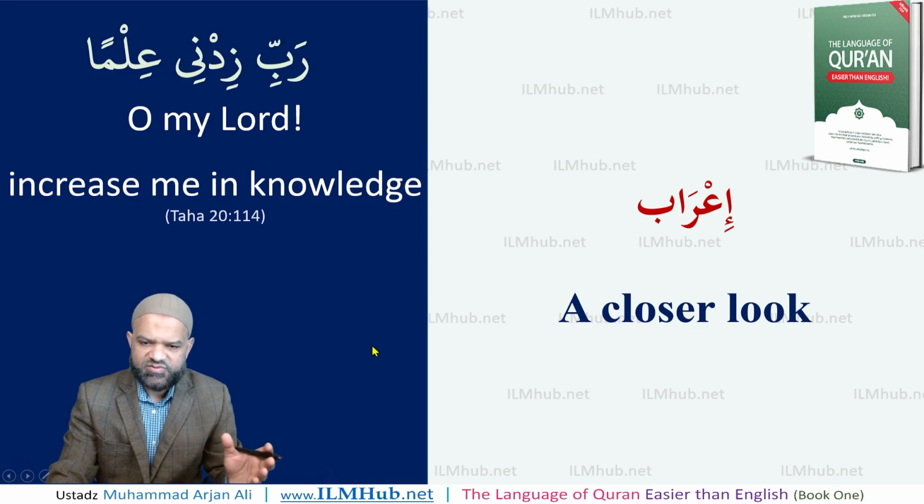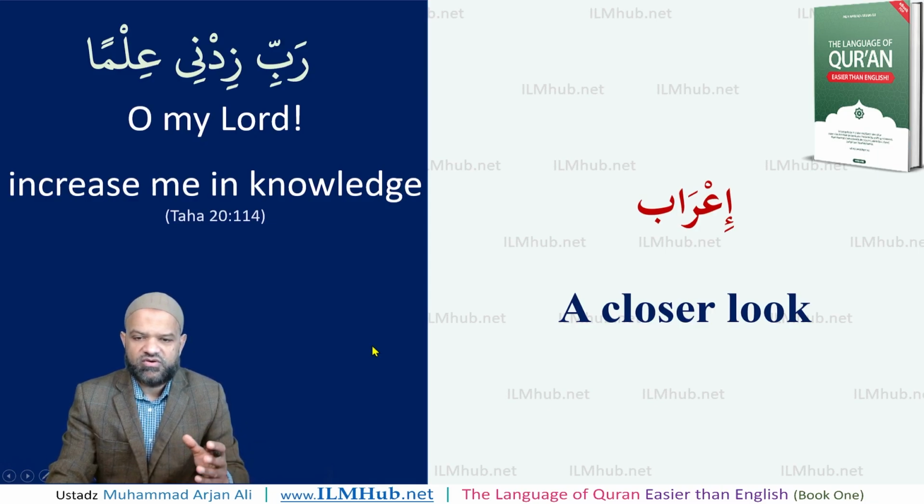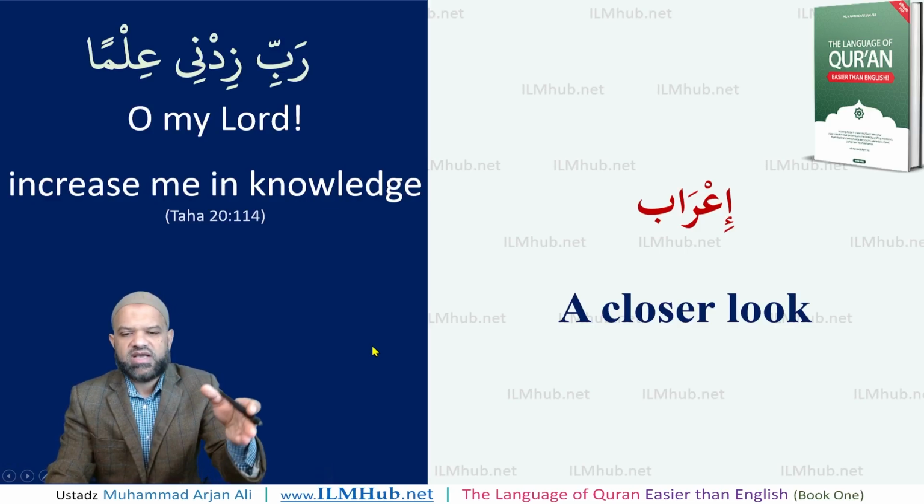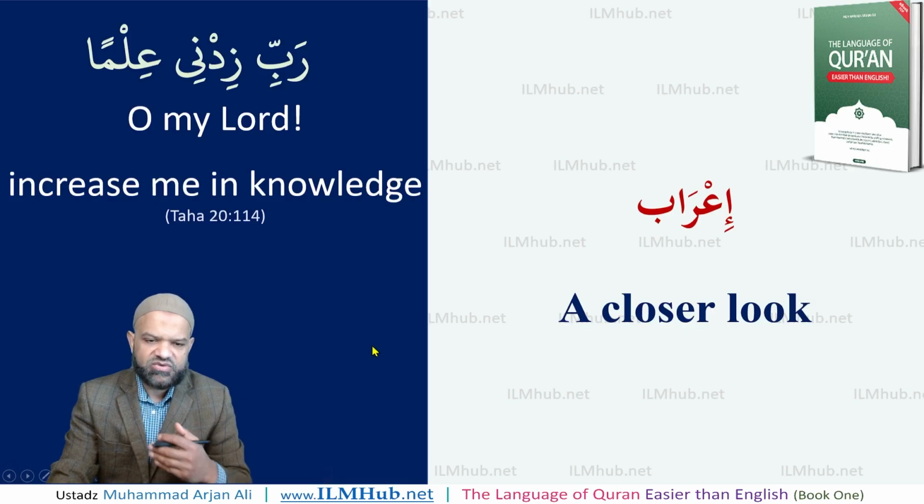So now in the last part, inshallah, I'm going to give you an overview of the rest, so you have a clear idea: role, i'rab, and then you have the categories and how they express their i'rab.